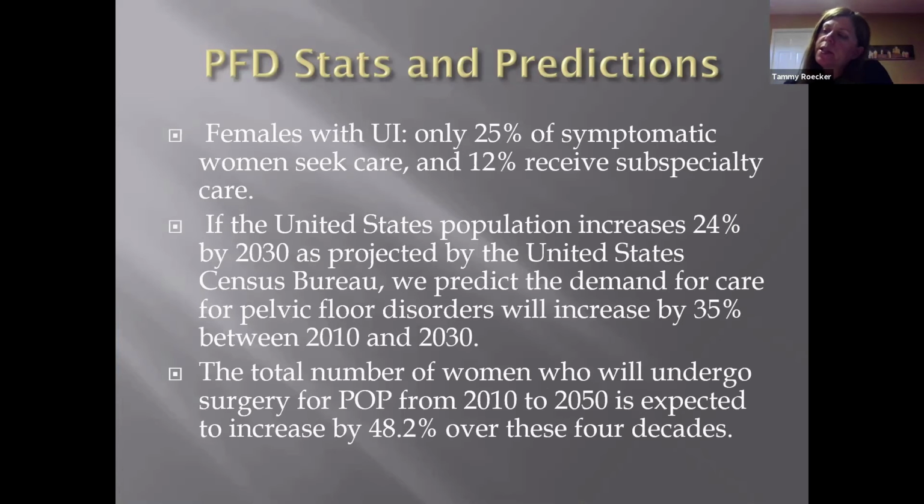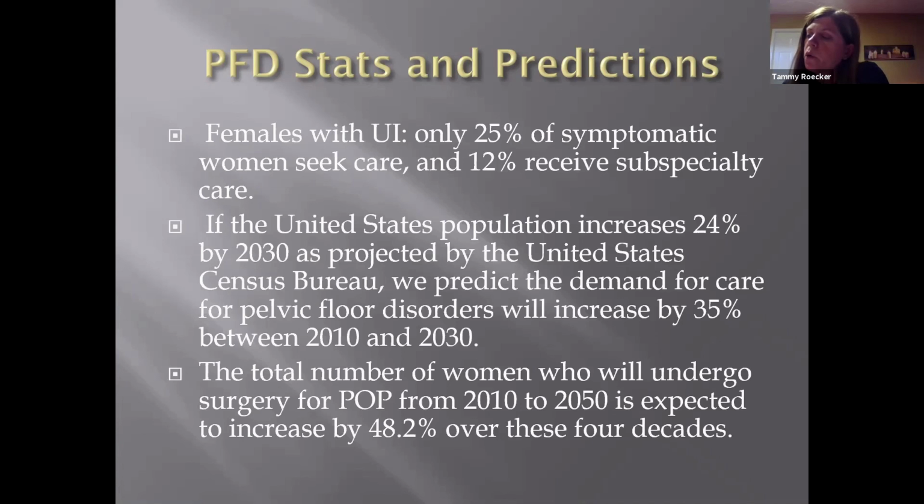Our pelvic floor statistics and predictions. Right? Females with urinary incontinence, only 25% of symptomatic women seek care, and 12% receive subspecialty care. If the United States population increases 24% by 2030, as projected by the United States Census Bureau, we predict the demand for care for pelvic floor disorders will increase by 35% between 2010 and 2030.